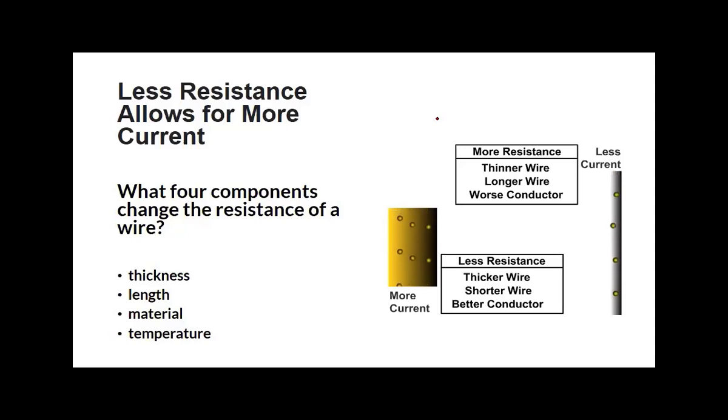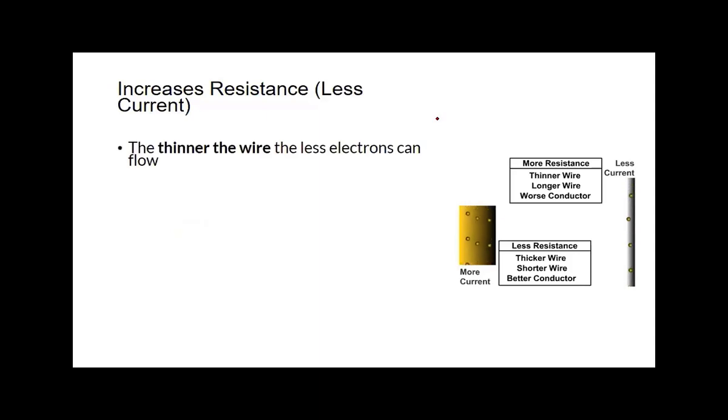So let's look at these 4 things. First of all, material. Take a look at the wire on the right. You're not going to get as much current through that thinner wire. So a thinner wire is going to increase the resistance, and therefore, what's it going to do to current? More resistance, less current. If you have a longer wire, think of this. Think if you have like a point A and point B.